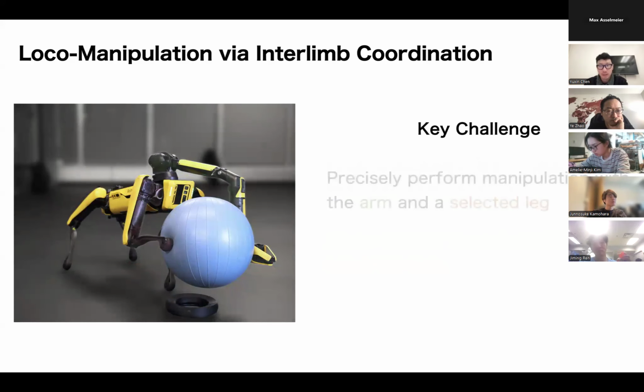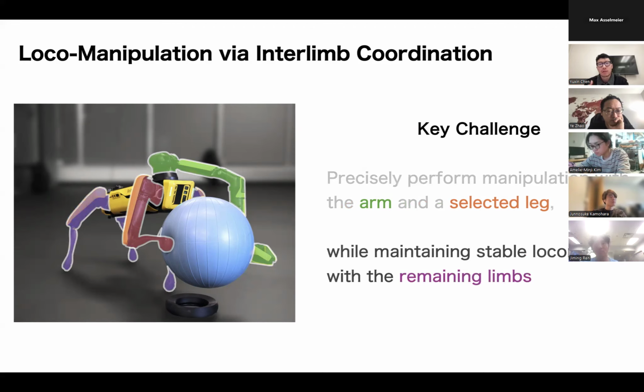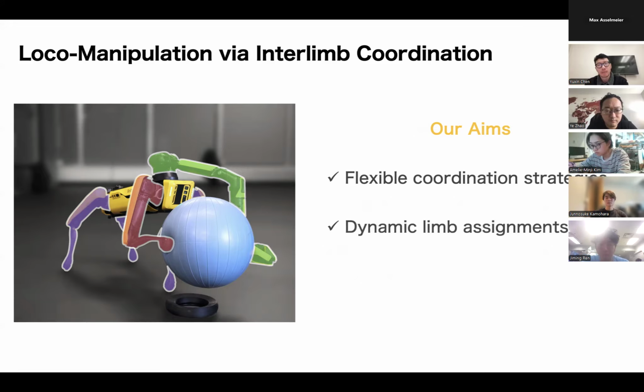The key challenge is that we have to precisely perform manipulation with both the arm and the selected leg. And also, during this task, we have to maintain stable locomotion with the remaining three legs. Our aim is to first enable flexible coordination strategies and also dynamic limb assignments. And also, we need to define versatile task specifications so that the system can solve not only this single task, but also a diverse set of tasks.